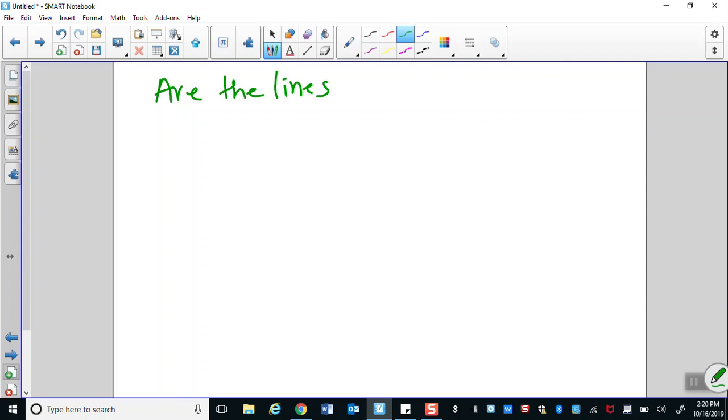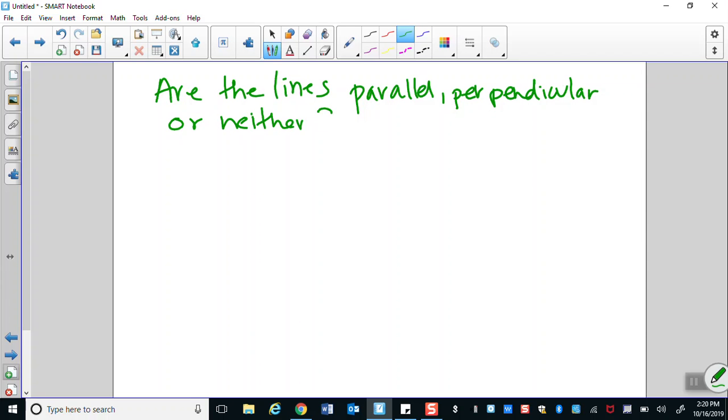Are the lines parallel, perpendicular, or neither? So take a minute, pause the video if you need to, make sure you have the directions down because that's what you're going to see on your homework and then also on the study guide for your test, which is next week. So you'll be given some information.